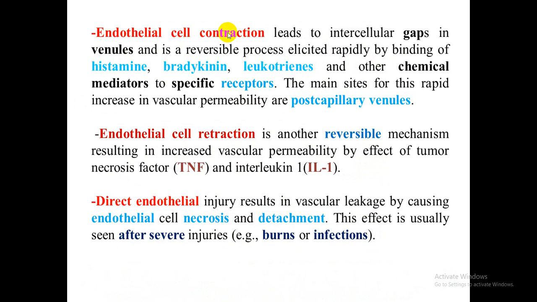Endothelial cell contraction leads to intercellular gaps. This increases the gaps between endothelial cells of venules and is a reversible process, elicited rapidly by binding of histamine, bradykinin, leukotrienes, and other chemical mediators to specific receptors. The main sites for this rapid increase in vascular permeability are post-capillary venules.